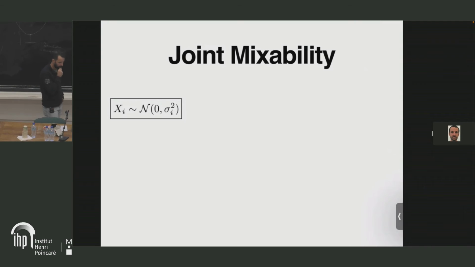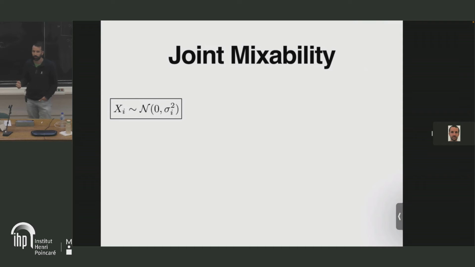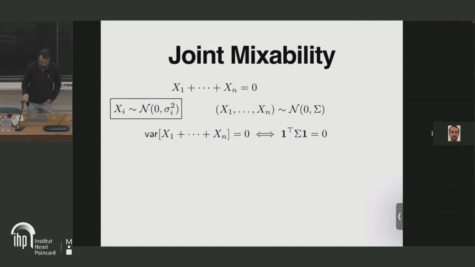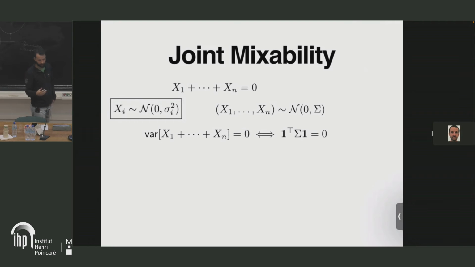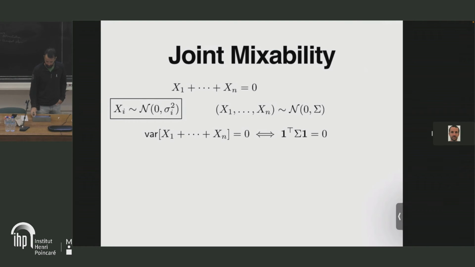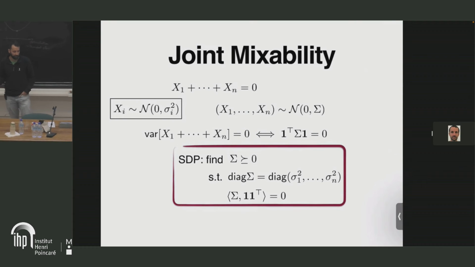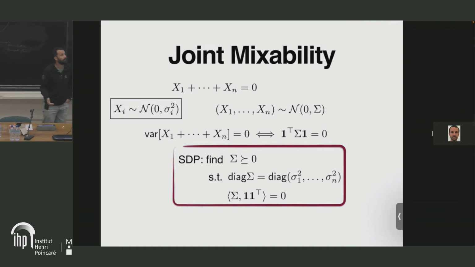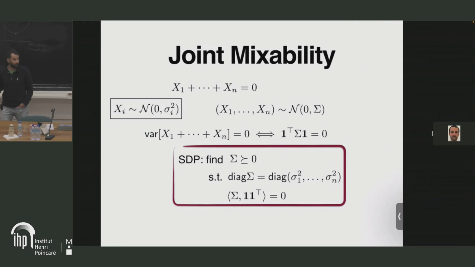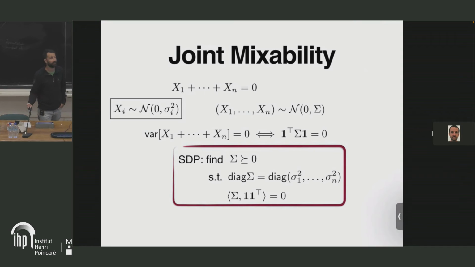Another example is the following. If I want to mix random variables that have different distributions, that are all Gaussians on the real line with different variances, then having the sum equal to 0 is the same as having the variance equal to 0. And this can be translated into a matrix property. Basically, that the vector of all 1s is in the kernel of the variance matrix. And if you want to make an algorithm out of it, you can look at it as an SDP. You want to find a positive semi-definite matrix sigma such that the diagonal is prescribed, because you want given variances for each of the xi's. And then you want your property that the variance of the sum is equal to 0.